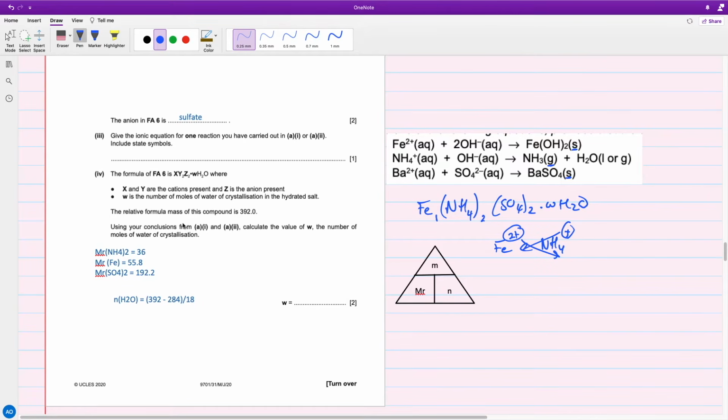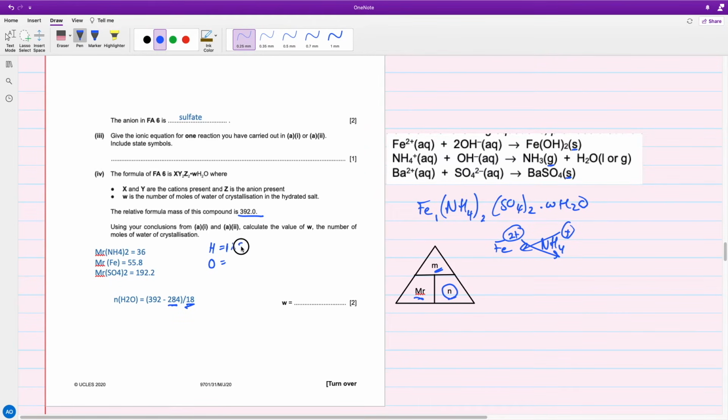They gave us the relative formula mass of the compound, that's the full mass of the compound. We're going to subtract the mass of everything else except the water because we don't know how many moles of water there are. There's 2 of this, 2 of that, and 1 of this. That gives you 284. You subtract it from the total, that gives you the mass of the water. Divide by the molar mass, and that will give you the number of moles, and the molar mass of water would be 18. There's 2 hydrogens in H2O, so that's 2. There's 1 oxygen, 1 times 2.